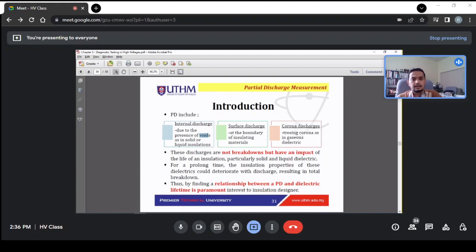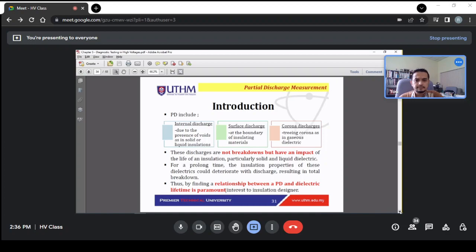What is most important, why are we interested in the partial discharge activity? Because it is directly proportional to the dielectric lifetime estimation. So it means that once we evaluate any insulation device, we should evaluate for the partial discharge activity, and from there we can tell whether the insulator is in healthy condition or in a sick condition that needs to be replaced. Later we'll show you how it works.